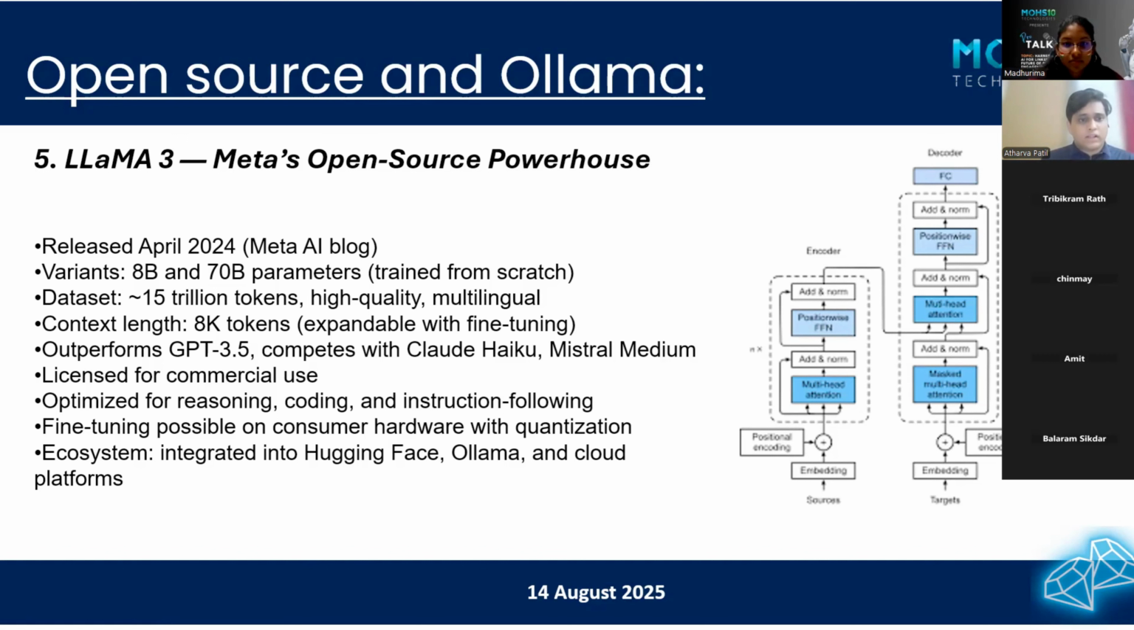It has a context length of 8,000 tokens, and it outperforms GPT 3.5 and competes with Claude Haiku and Mistral Medium. We'll later compare it with GPT 4 also to see how good it is. Recently, GPT 5 has also been launched, and Meta is about to launch Llama 4, so in some days we can compare those two also. This is licensed for commercial use, and it is optimized for every programming or instruction task: reasoning, coding, instruction, everything.